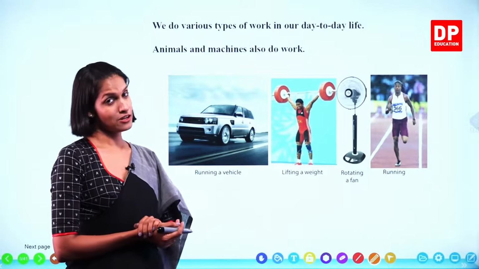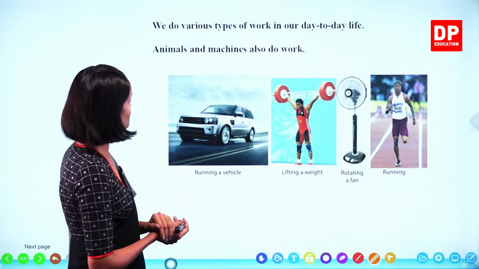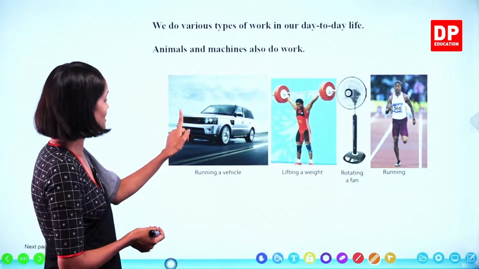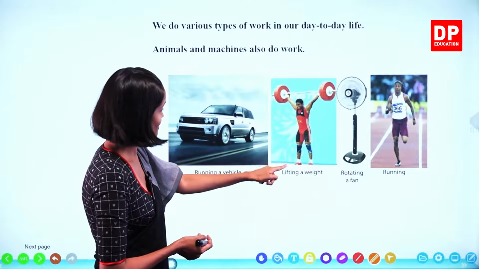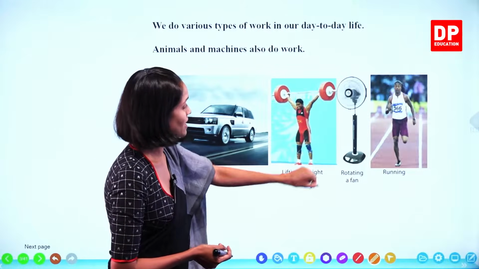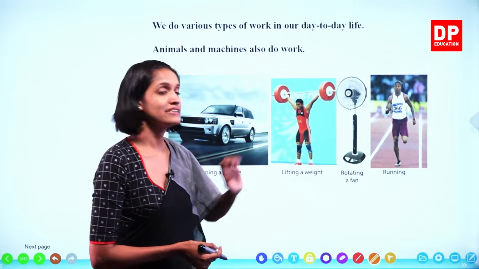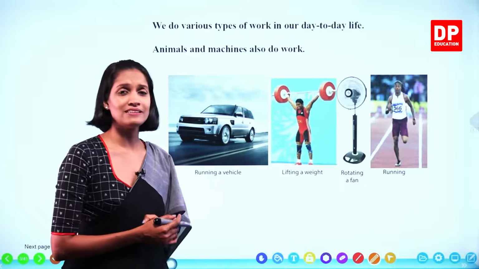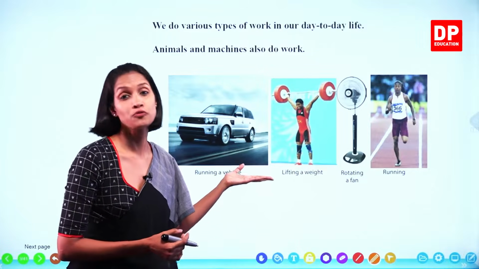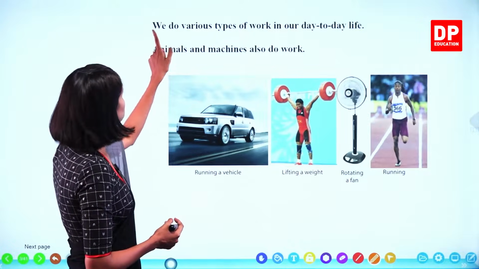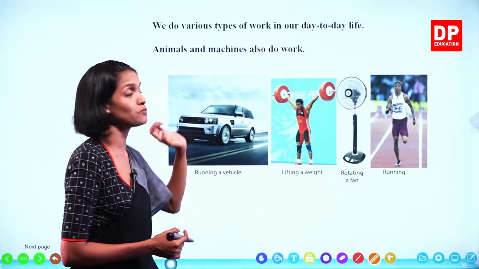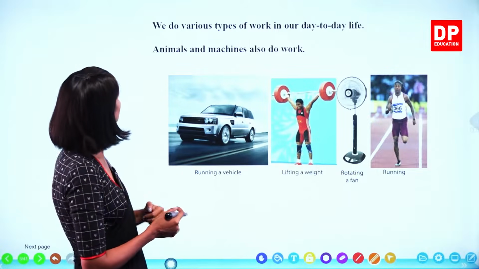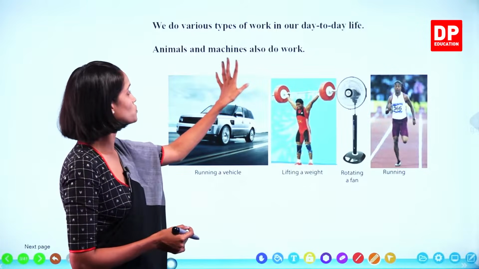Right, children. Now look at these pictures. You all can see. Now here, running a vehicle. Right? Lifting a weight. Rotating a fan. Running. What are these things, children? These are known as different types of work. Okay? We do various types of work in our day-to-day life. Now these are some of these examples. Okay? Animals and machines also do work.